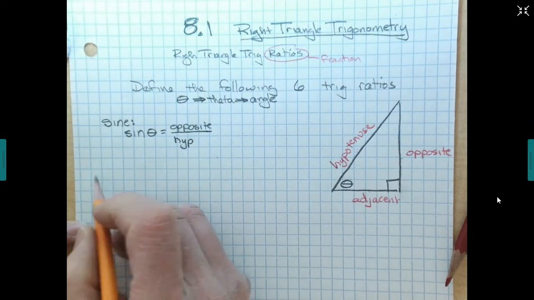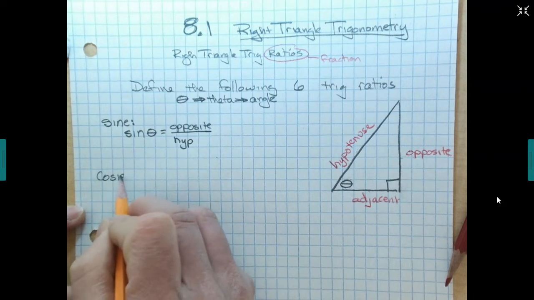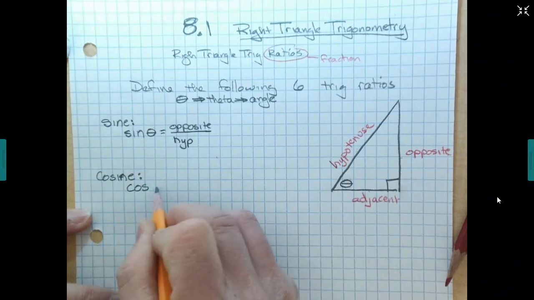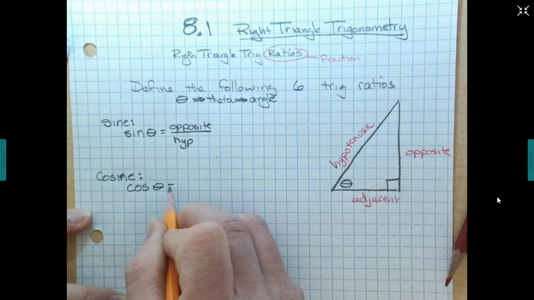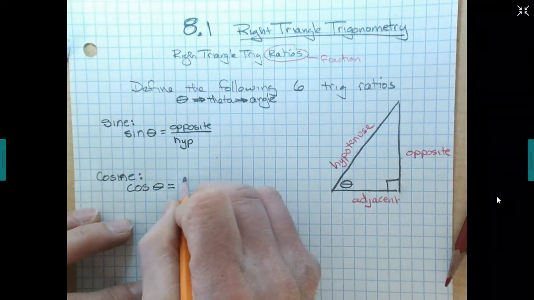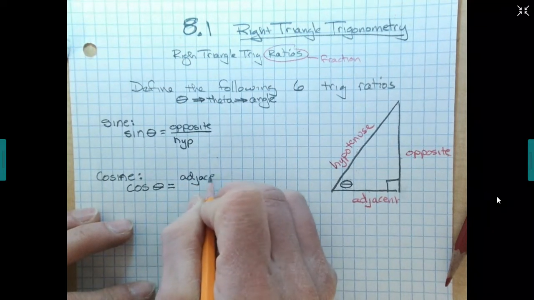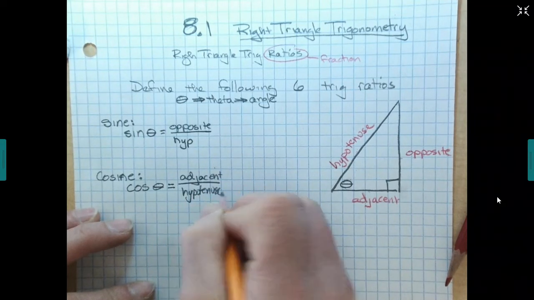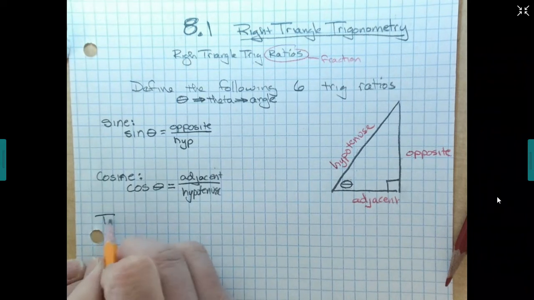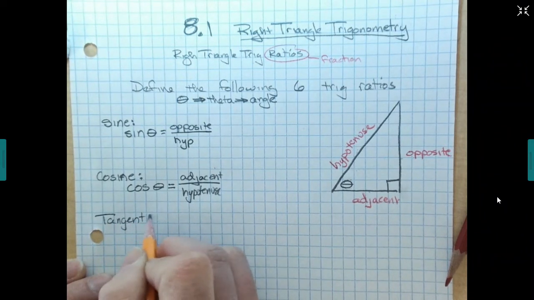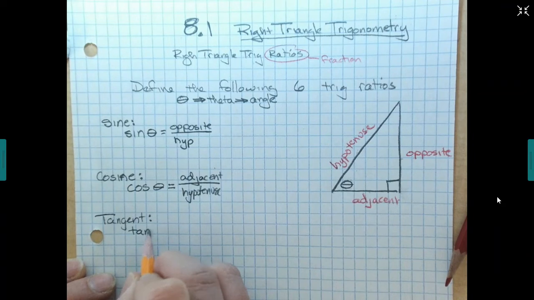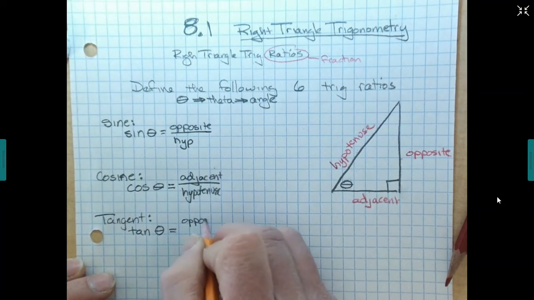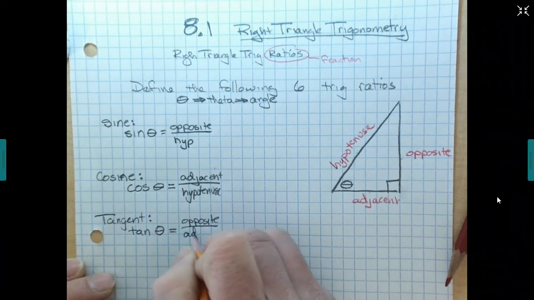Then we have cosine, and its abbreviation is COS. The cosine of theta, or the cosine of an angle, is adjacent over hypotenuse. And then you have tangent. Our third one is tangent, and its abbreviation is tan. Tangent is opposite over adjacent.